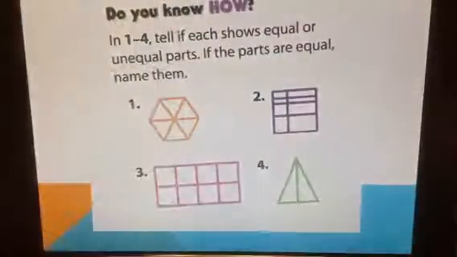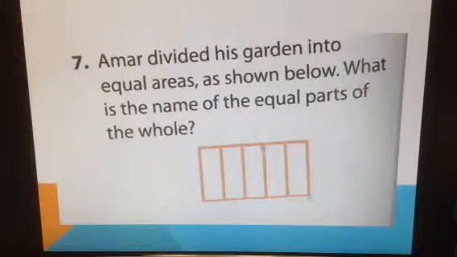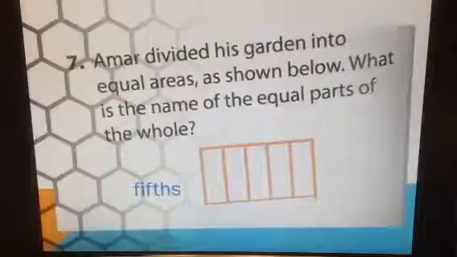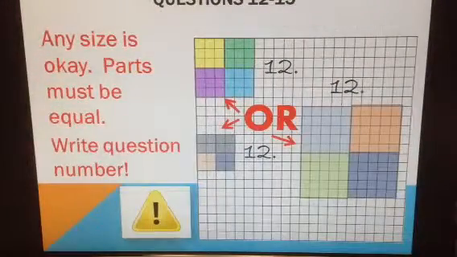Here we have a triangle divided equally in half, we call them halves. Here's another question. Amar divided his garden into equal areas as shown below. What's the name of the equal parts? There's 5 equal parts, so they are called fifths. We reminded ourselves that those words, the terms, are printed in the textbook. We talked about how to answer a couple questions. And that was it for today.